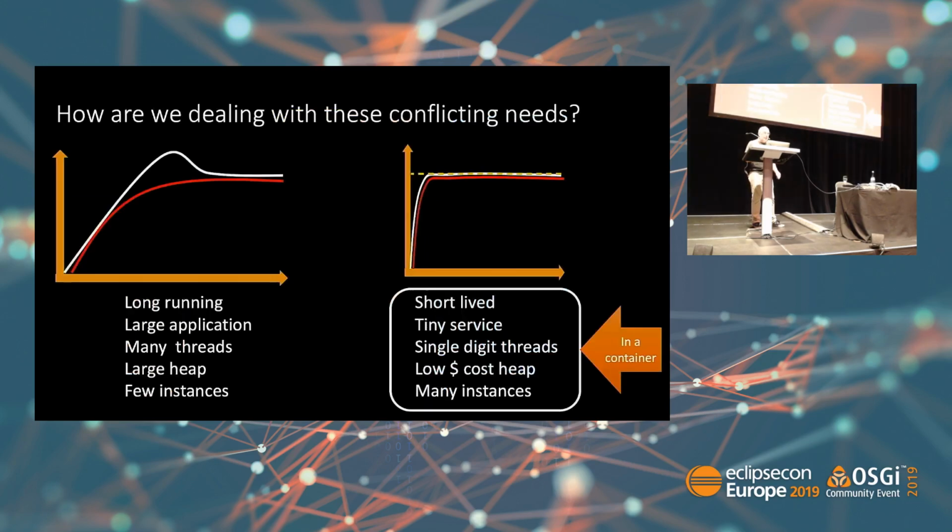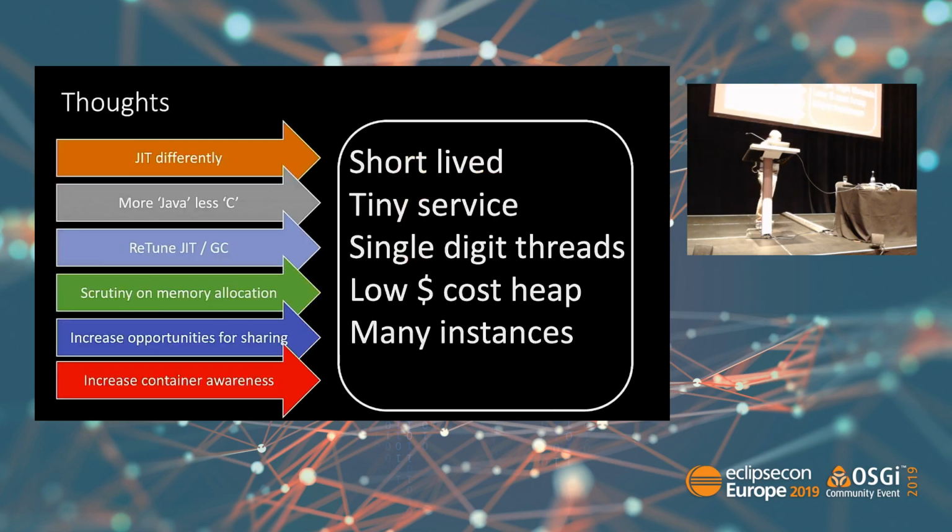So back to this thing. How are we going to deal with these conflicting things? JVM people put a lot of thought into this, and there's all sorts of things that we could do. Nothing of this is particularly novel. We've had the idea for a long time, but you can break them down to a bunch of stuff, and we're going to talk them through.